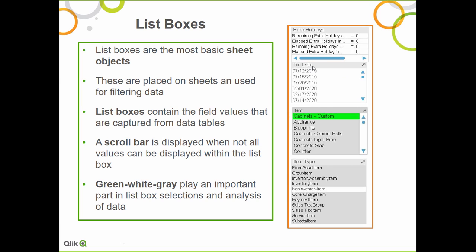If you do not see all of the values in the window, you have a scroll bar on the right-hand side that will allow you to see the other values. The green, white, and gray is very important here in the list boxes because it allows you to see what is selected in the green, and then you see what is associated with your selection and what is not associated in the gray with the selection that you made.